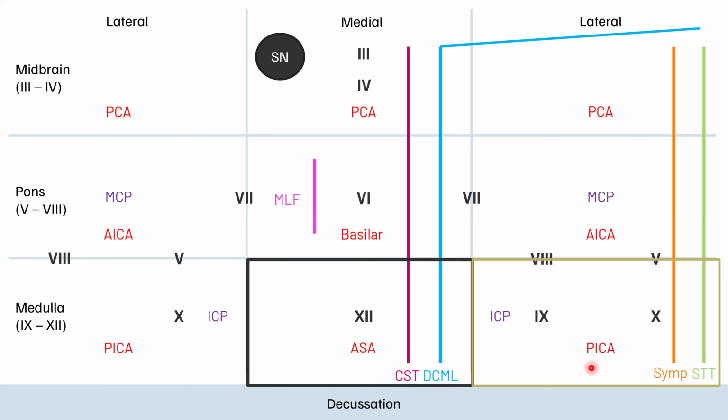Let's take a look at this. If we have an issue to the posterior inferior cerebellar artery, what are we going to affect? The lateral medulla. We're affecting cranial nerves 8, 5, 9, and 10.